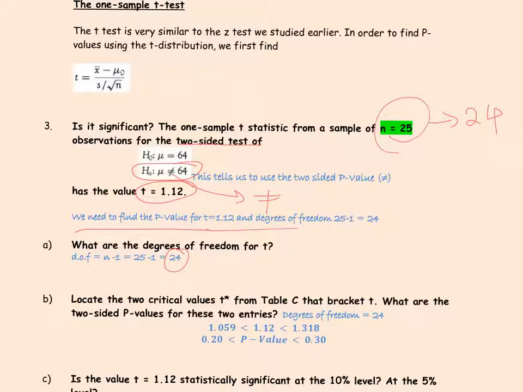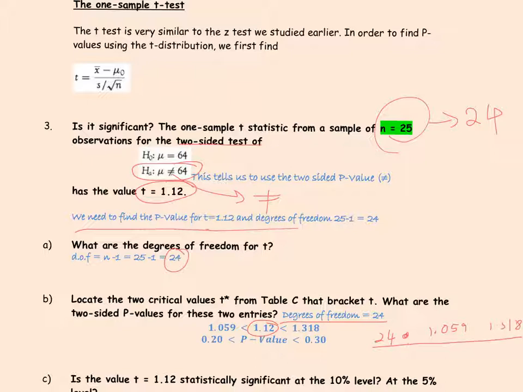Now we need to find the p-value. We look for degrees of freedom 24. So we go to the row headed by 24. And that row gives us the t distribution for degrees of freedom 24. We look for the number 1.12. Now we're not going to find that number, but we're going to find two numbers between which 1.12 lies, and it happens to be 1.059 and 1.318.